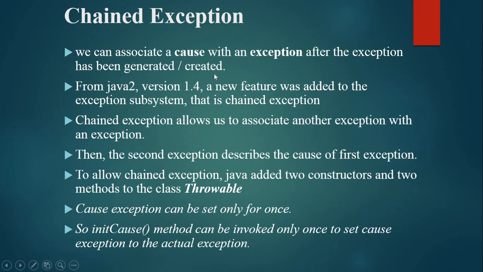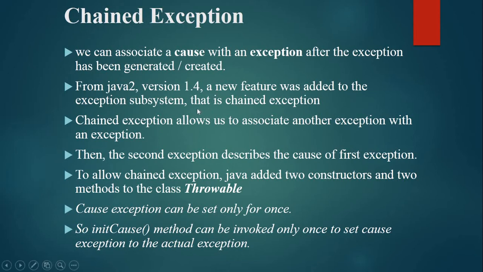We can associate a cause with the exception after the exception has been created. It means we can tell from which cause our exception is created. So we will chain our cause with the exception, and that is known as the chained exception. The cause will be added to the exception.